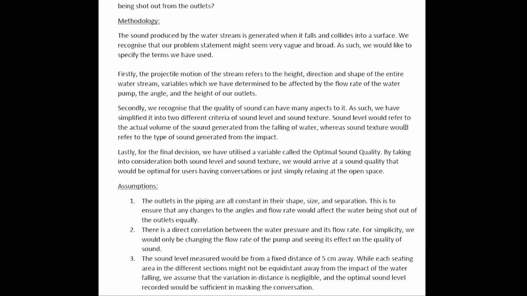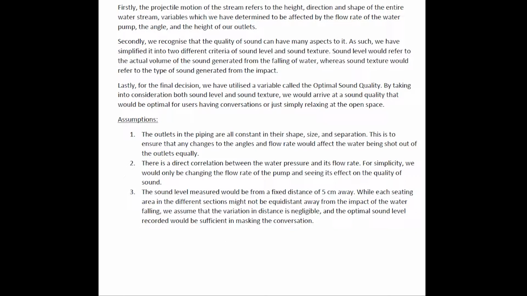So in the whole simplification of this experiment, we have a couple of assumptions. Firstly, the outlets in the piping are all constant in their shape, size, and separation. This is really to ensure that any changes to our results are solely due to the variables that we are in control of and not other external factors. Next, we assume that there is a direct correlation between the water pressure and its flow rate, and for simplicity's sake, we will only be changing the flow rate of the pump and seeing its effect on the quality of sound. Lastly, we understand that sound can vary when you hear it at different distances, and as such, the sound level will be measured from a fixed distance of 5 cm away.